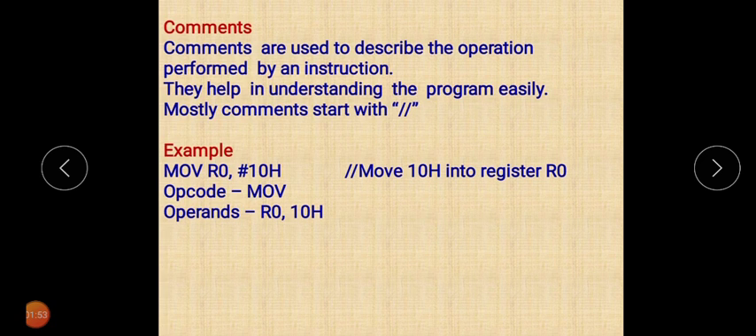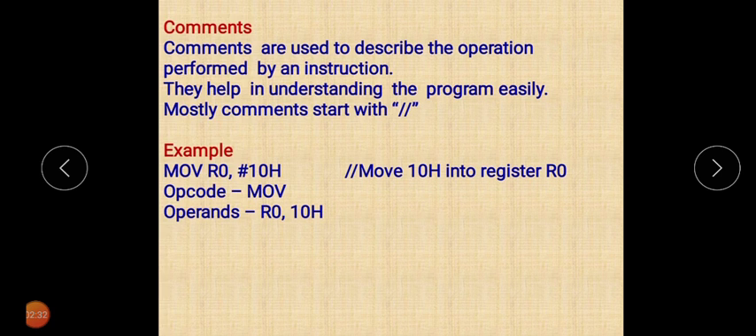Next field is comments. These are used to explain a program statement. A comment is given starting with the two forward slashes symbol. Let us see all these fields with the help of an example. Consider a statement: MOV R0, #10H. In this, the statement which explains this instruction is nothing but your comment. What is the comment here? Move the value 10H into register R0.